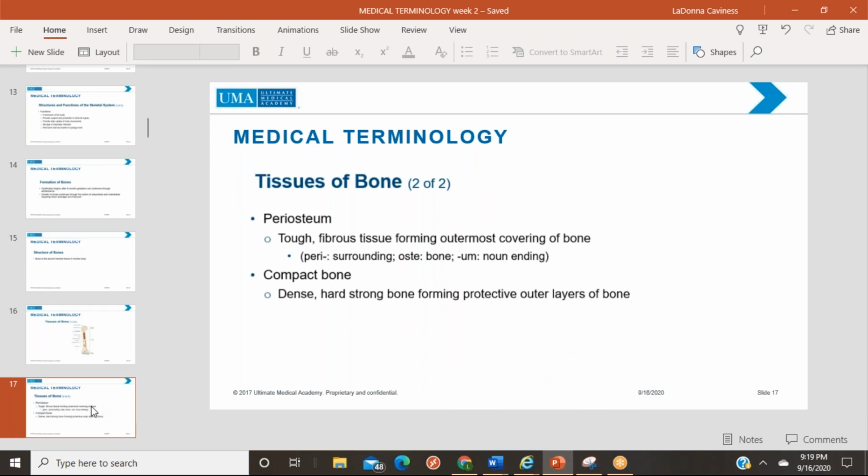Okay, so let's start with the periosteum. Tough fibrous tissue forming the outermost covering of the bone. When you break that down, peri means surrounding, osteo means bone, and um is a noun ending. Compact bone: dense, hard, strong, forming bone. It protects the outer layer of the bone.